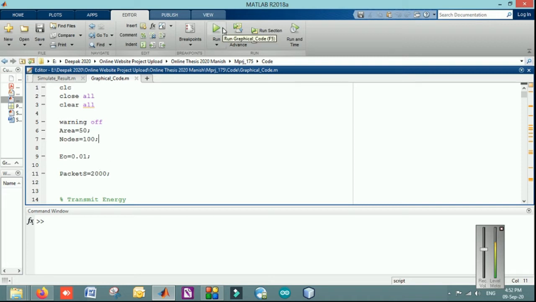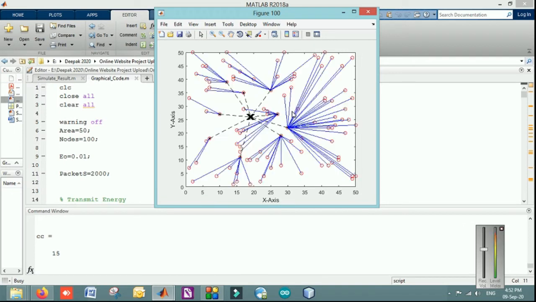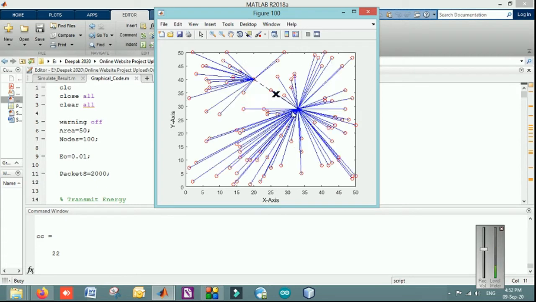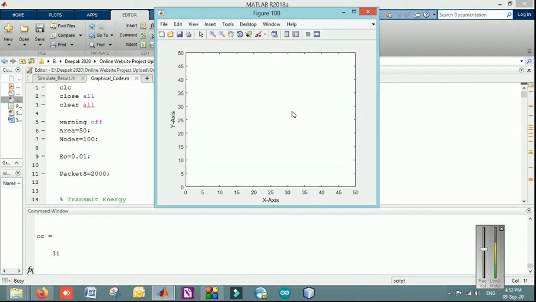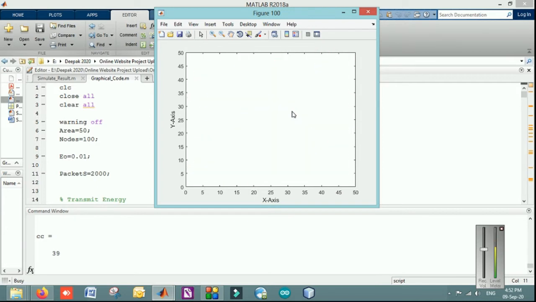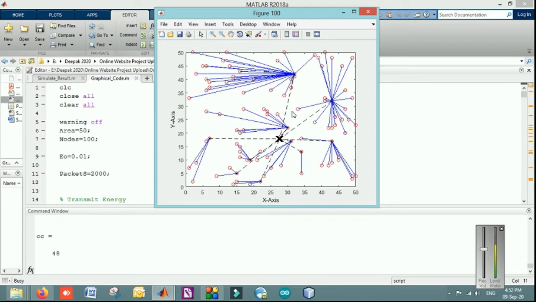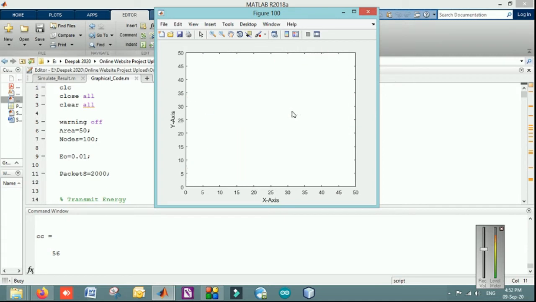When I'm running the graphical code, it will start processing for the number of rounds. You can see on the screen that black is the sink, which is moving in random locations, and blue lines represent the cluster formation of the nodes. This is the cluster formation in a network of area 50 by 50 meters square, and the total nodes deployed in it are 100, and the initial energy given to each node is 0.01 joule, right?